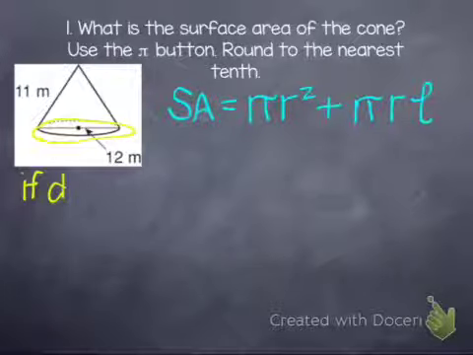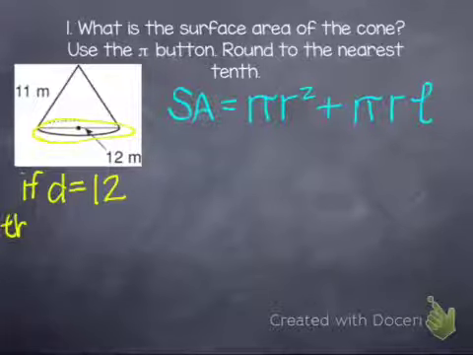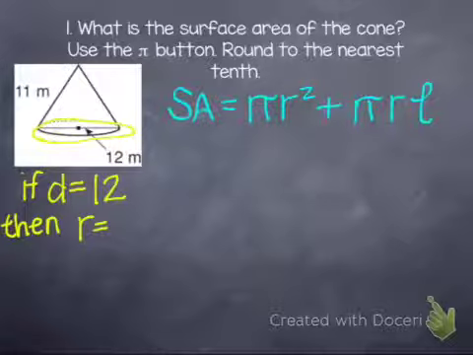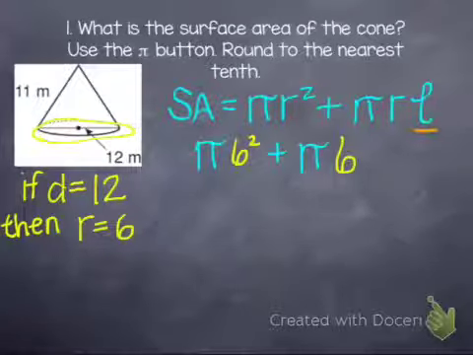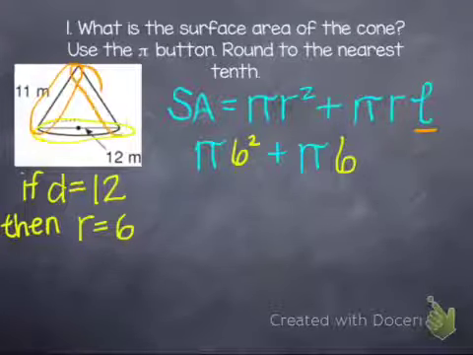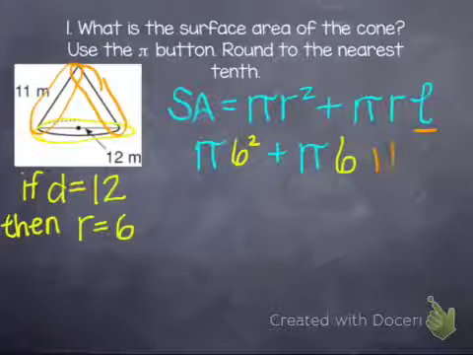So if diameter is equal to 12 meters, we need to find radius, which is going to be found by dividing that by 2. So half of 12 is 6, so our radius is 6. From there we can substitute that in. And the last thing that we need for our formula is our slant height, which is this measurement on either side, and it's telling us that it's 11 meters. So now we just need to start multiplying things out.